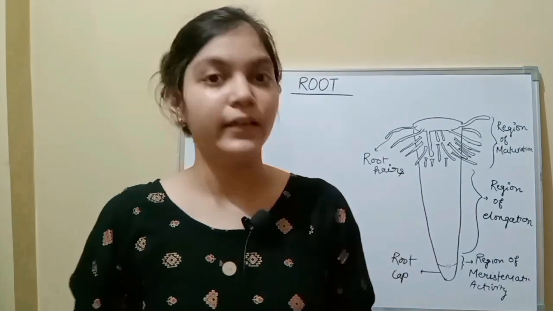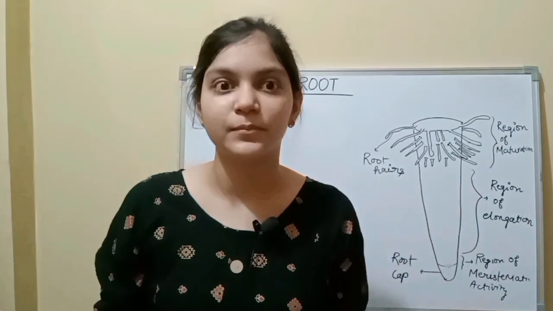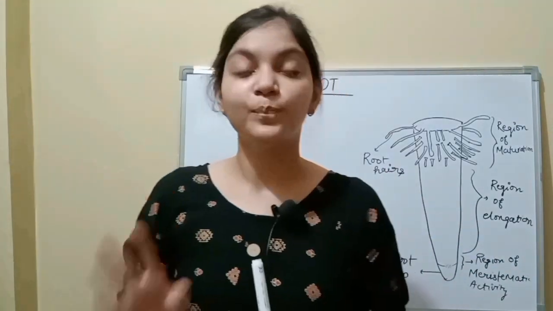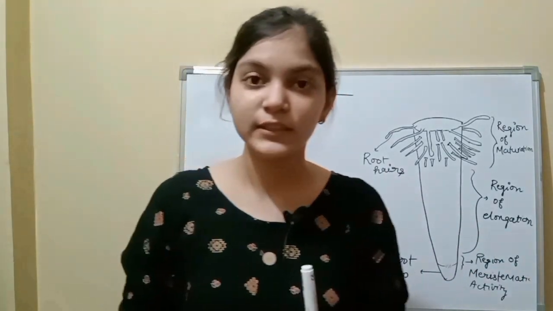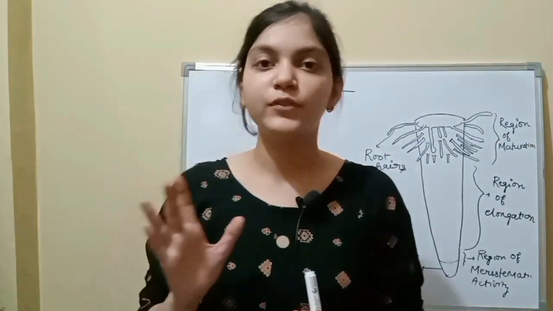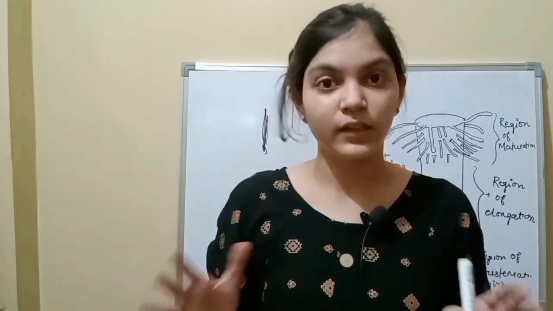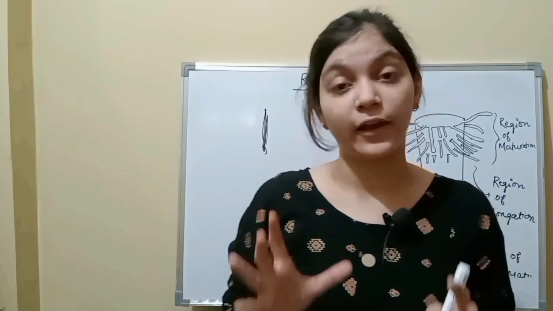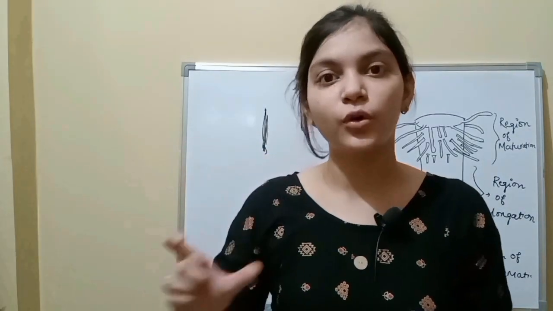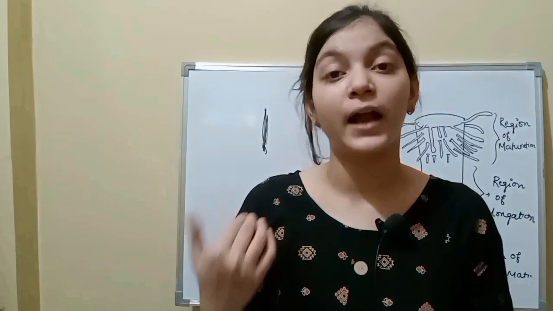Firstly, we want to know how many types of roots and root systems exist. The types are the tap root system and the fibrous root system. The first type is the taproot system. The taproot system is mostly visible in dicotyledonous plants. In dicotyledonous plants, the radicle comes from the seed, and from the radicle the root originates, and that root is the primary root.